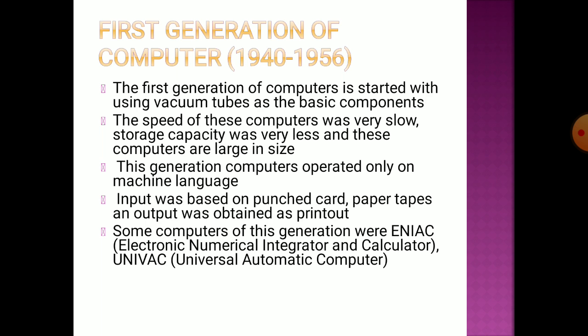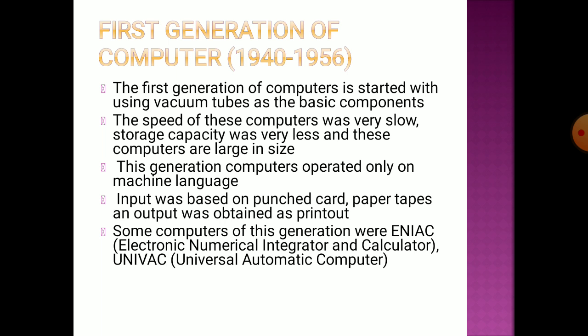These are all the features. The first thing, which component or technique we used in your first generation, is vacuum tubes. The speed is very slow, the storage capacity was very less, and the computers are large in size. The first generation computers operated only on machine language. The input is based on punched cards or paper tapes, and the output was obtained by printouts. Some examples of first generation computers are ENIAC, UNIVAC, EDVAC and EDSAC.